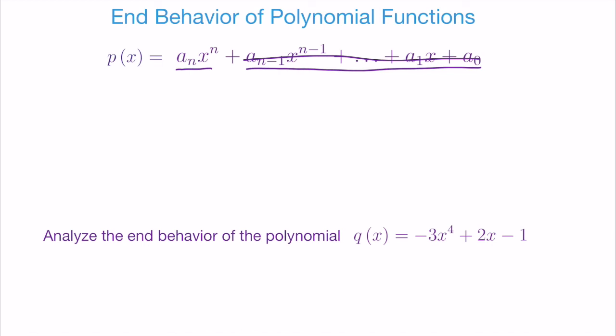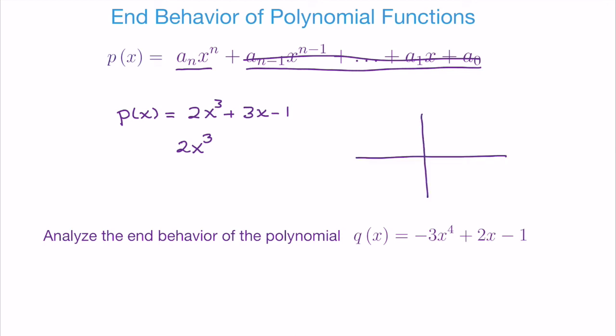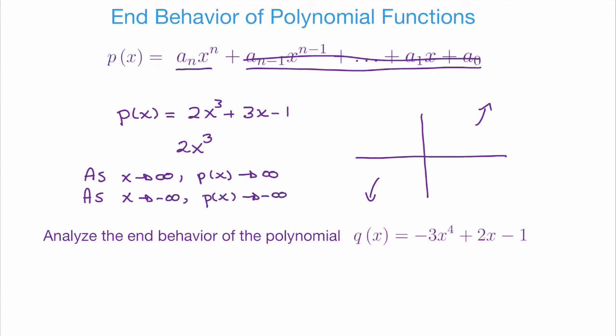For example, the end behavior of the polynomial p of x equals 2x cubed plus 3x minus 1 is given by 2x cubed. So this polynomial's end behavior is the same as 2x cubed, which we know. This is an odd power, positive, so it ends like a cubic. And we describe the behavior as follows. As x approaches positive infinity, p of x approaches positive infinity, and as x approaches negative infinity, p of x approaches negative infinity.